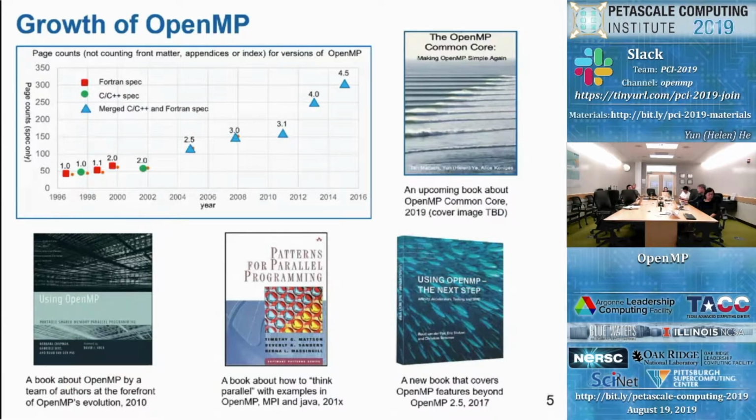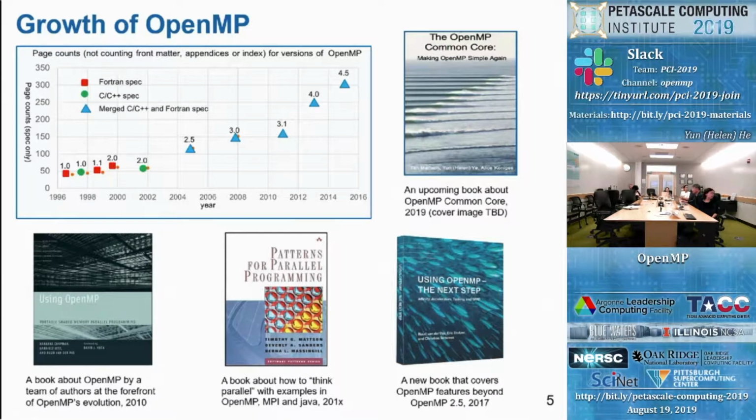OpenMP is 21 years old. Last year was the 20th anniversary, so it started in 1997. Over the years, more and more features were introduced. 3.0 introduced tasking, 4.0 introduced SIMD and GPU support. 5.0 has even more support that's mostly not available yet. You're going to see a slide of what's introduced in OpenMP 5.0 in many areas.